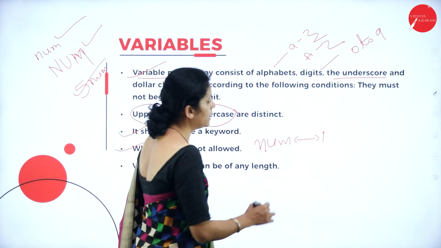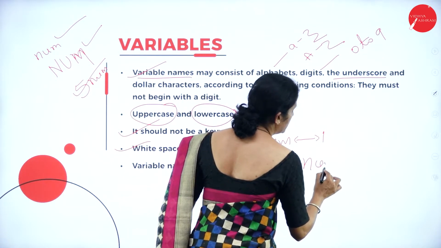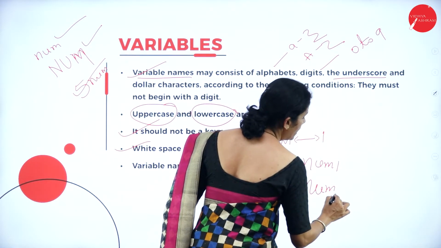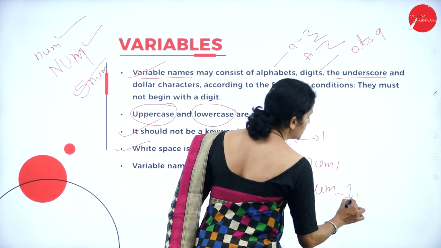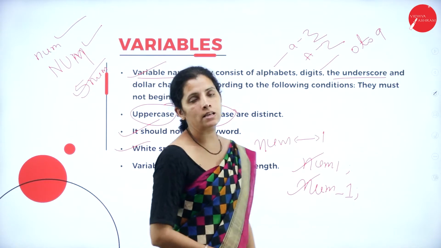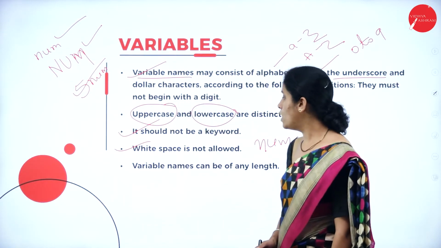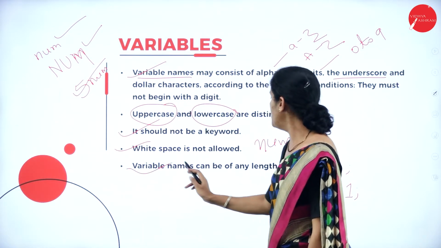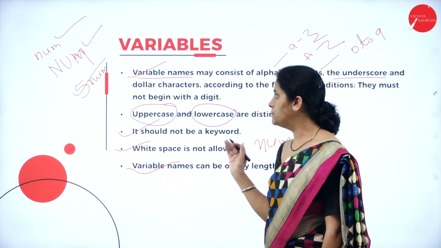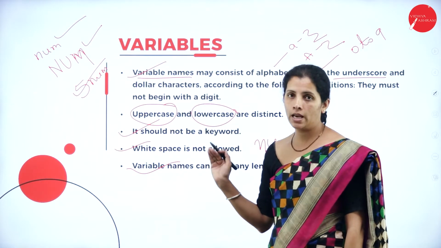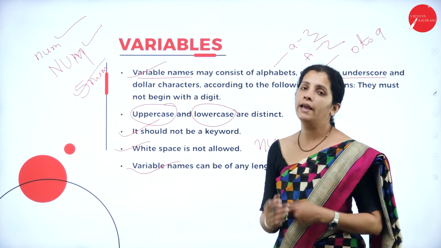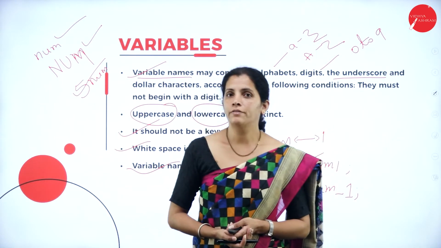Instead of that, I can write number1 or number_1. Both are valid. So white spaces are not allowed. Variable name can be any reasonable length. That means while defining a variable, you can define the variable with any reasonable length.